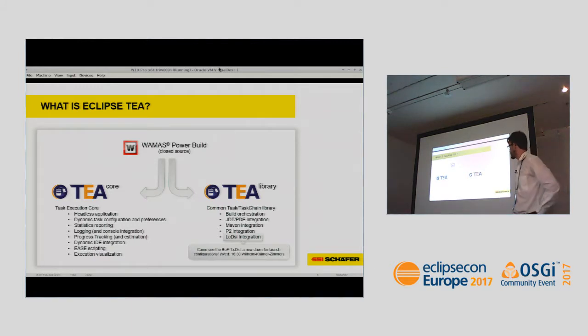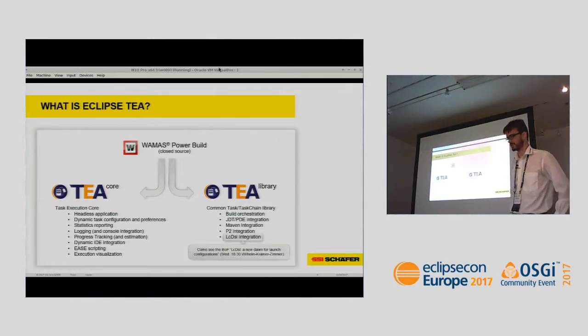So as I said, two parts. One is TEA core, which deals actually only with task execution, but also with visualization, with state handling, with logging, with all kinds of progress tracking, with the integration into the IDE of tasks and task chains. And the second part is the TEA library, which provides the pre-built and easily usable tasks and task chains.